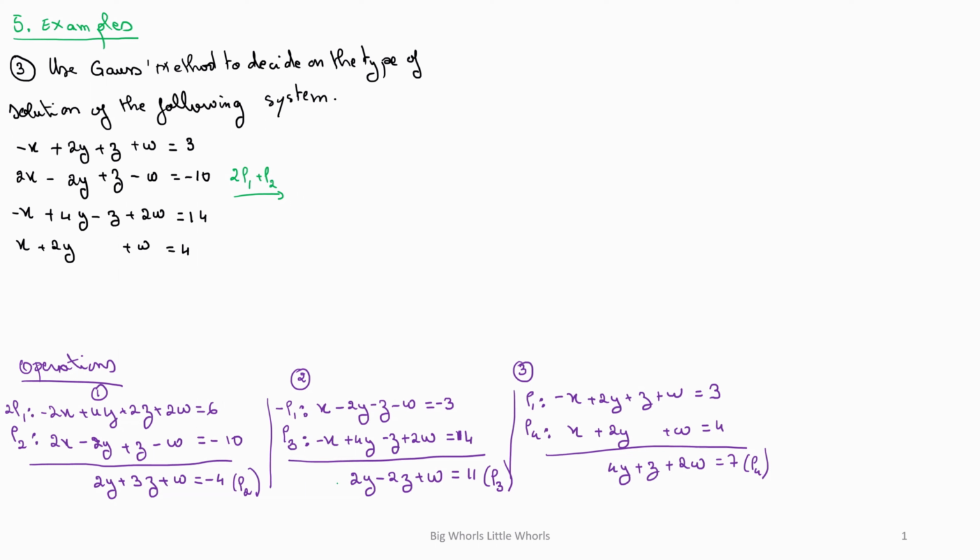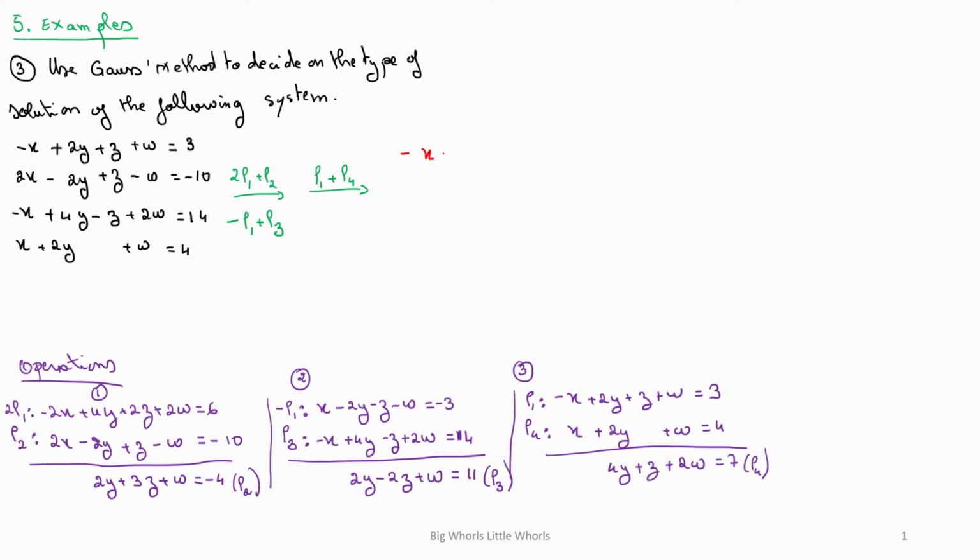Then what have we done here? We did minus row 1 plus row 3. And then the third operation here is row 1 plus row 4. So it gives us our new system. We have to rewrite row 1 because we haven't changed it. We actually use row 1 to change the other rows.